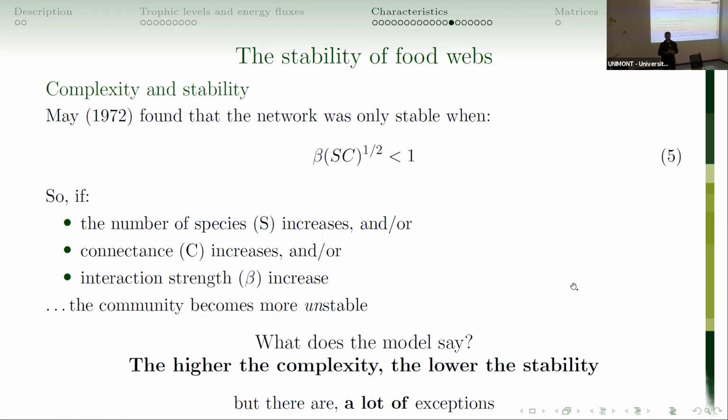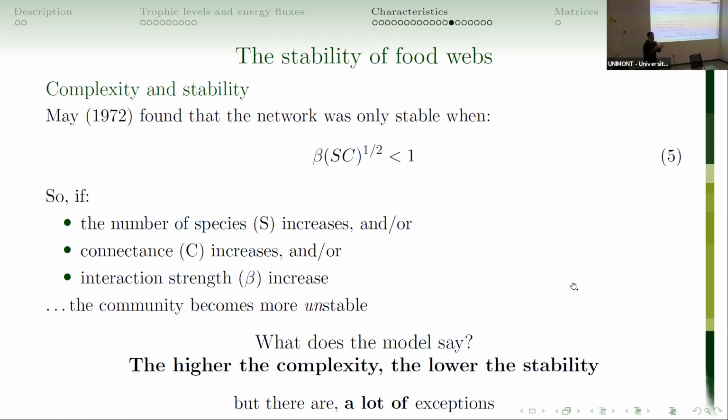Higher complexity, if something happens, it doesn't happen in isolation. For example, with the extinction of a species, there are more consequences. Remember that I said before that in most cases, indirect effects are more important than direct effects. So with higher complexity, there are more connections between the species. So any perturbation can spread out more easily than if you have fewer links, right?